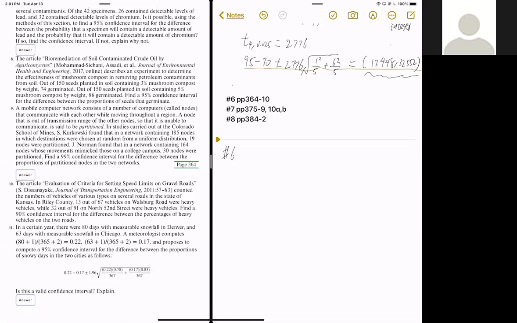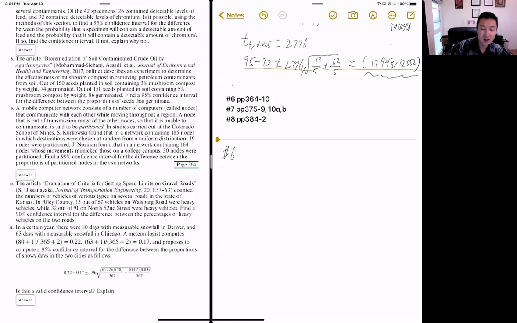The plan for today is we first of all finish the practice questions for chapter 5. We have about 4 questions remaining. After that, we'll start talking about chapter 6, which is the last major chapter for this class. Chapter 6 is hypothesis testing.